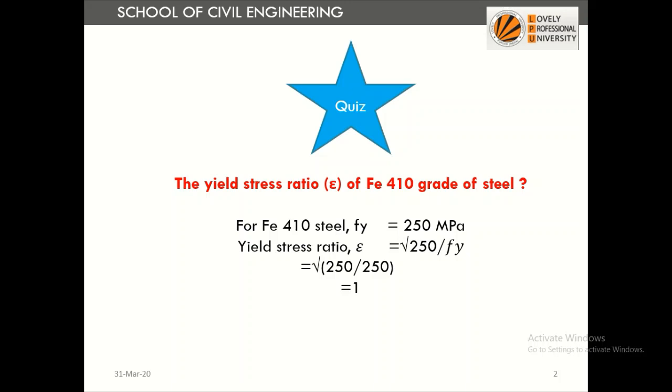So there is a quiz. Most of the students are confused with what is epsilon. Number of times we are using this term epsilon. It is nothing but yield stress ratio, and for Fe 410, which we are generally using in our numericals, the value of Fy is 250 Newton per millimeter square or megapascal, right? So epsilon is nothing but under root 250 upon Fy. So when we calculate it, it works out to be 1 only. So this thing you should keep in mind. What is epsilon? It is yield stress ratio.